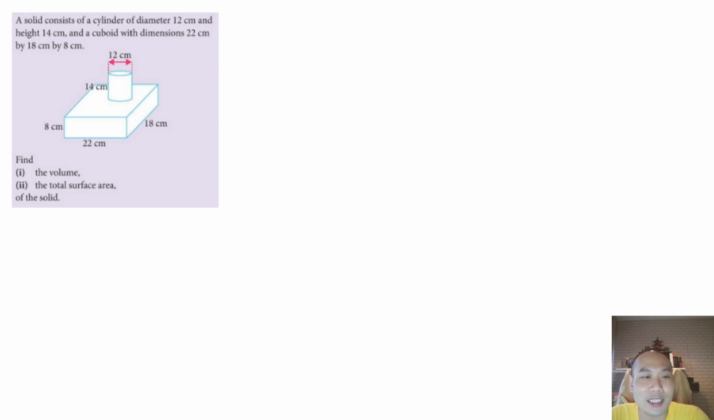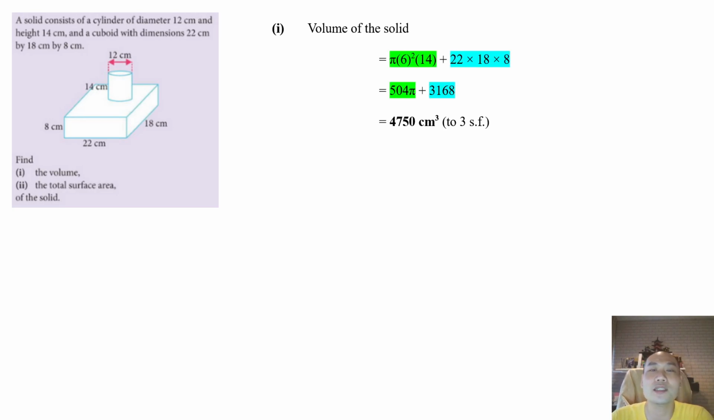Dimensions are given as the diagram, and they want us to find the volume. So here, the volume, very straightforward. You find the volume of the cylinder, you find the volume of the cuboid, and you add them together, right? I've highlighted the volume of the cylinder in green, and the volume of the cuboid in blue. So pi r square h, right? That's the formula to find the volume of this cylinder.